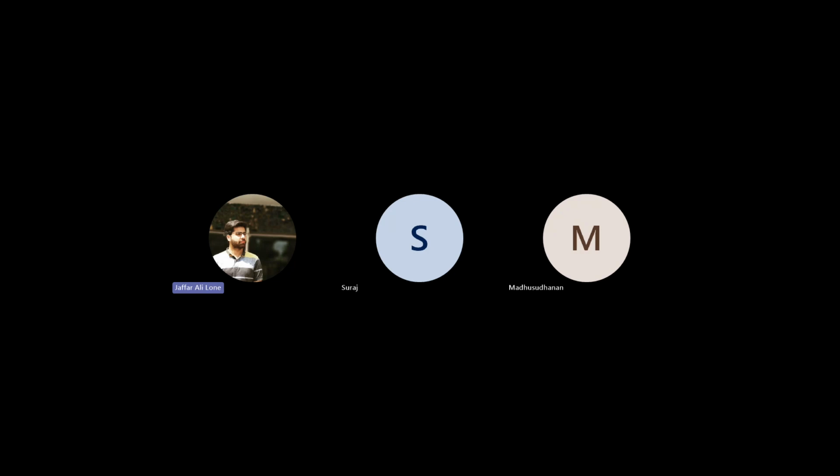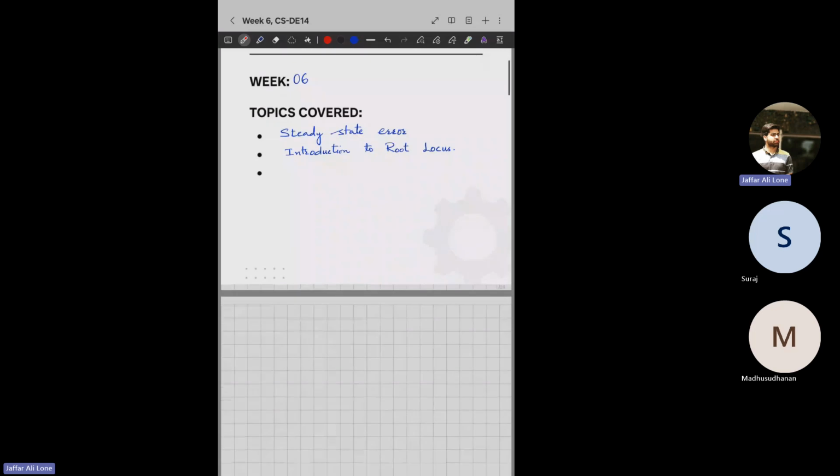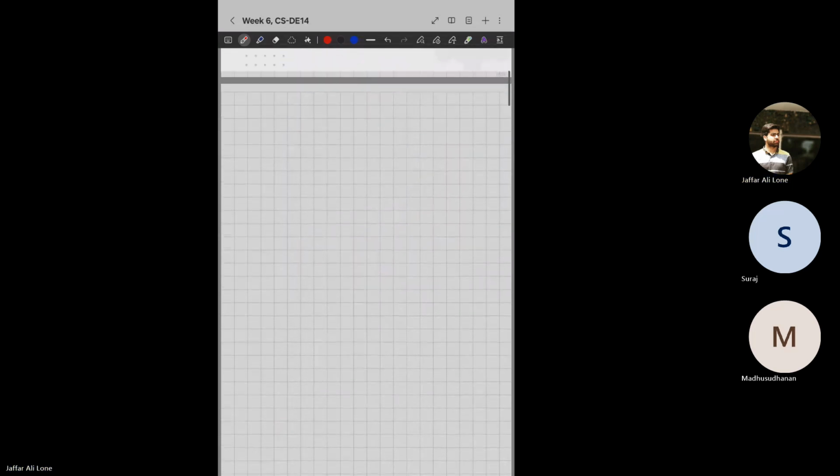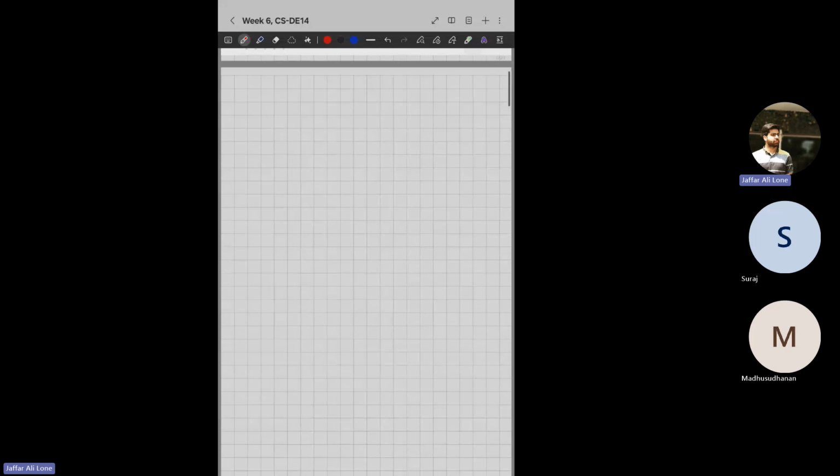It's our week 6, and last week you covered steady state error, and root locus was also introduced to you. In today's lecture, we are going to solve questions based on steady state error and root locus. I assume if you're joining this session, you have already gone through the slides and lectures of the previous week, and also attempted the assignment. Then this session will be fruitful.